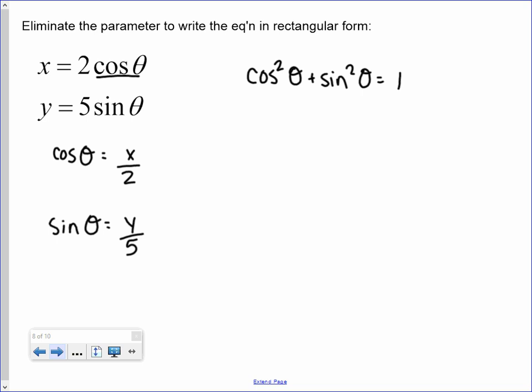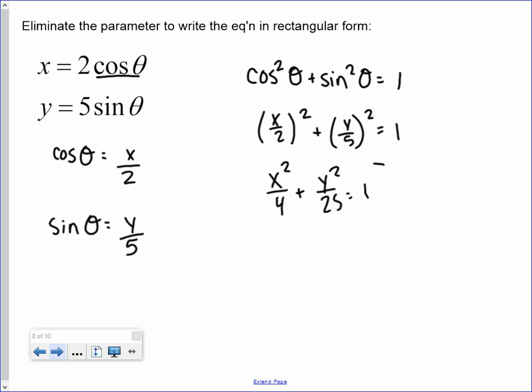Then, where you see cosine in the Pythagorean identity, put x over 2. Where you see sine, put y over 5. Equals 1. And the last thing I would do is just square the numerator and the denominator. So x squared over 4 plus y squared over 25 equals 1. That's your equation.